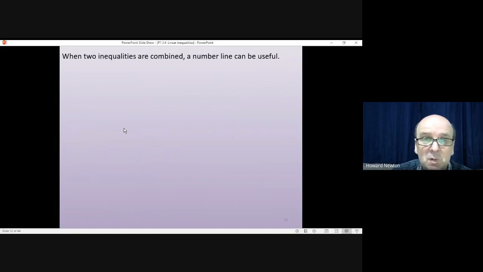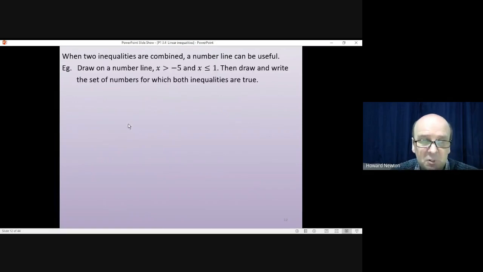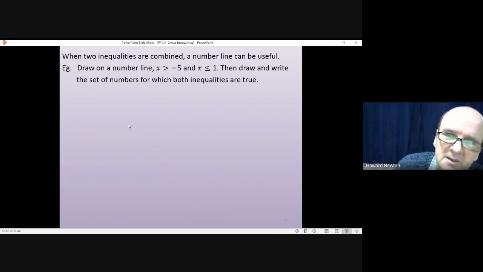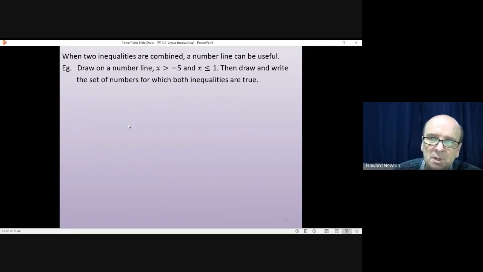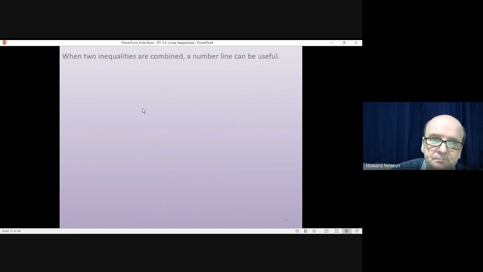When we have two inequalities that are combined together, a number line can be useful. It's not essential, unless in the question they make it essential and say that you have to draw one. We'll do an example together just so it's clear exactly what I'm talking about. This example: draw on a number line, x is bigger than minus 5 and x is less than or equal to 1. Then draw and write the set of numbers for which both inequalities are true.